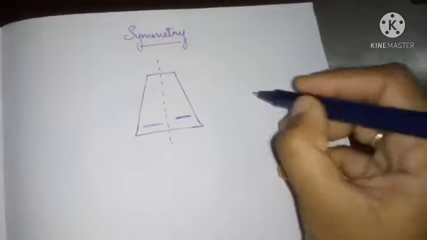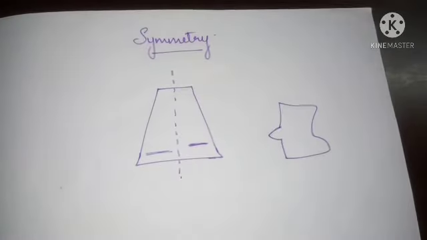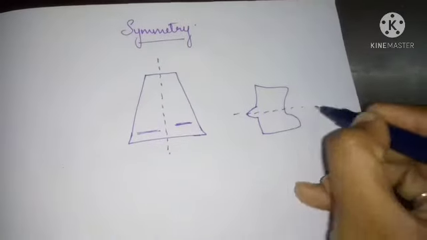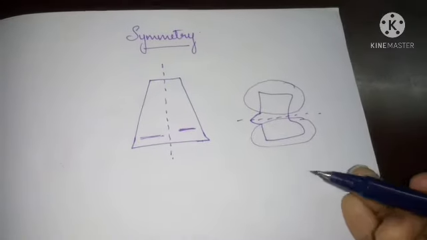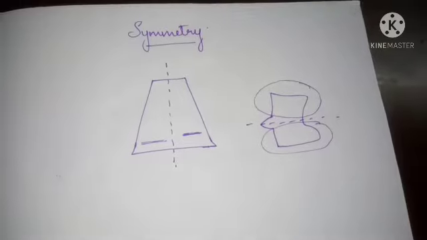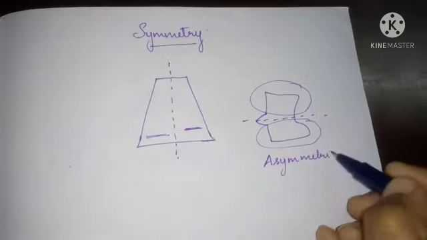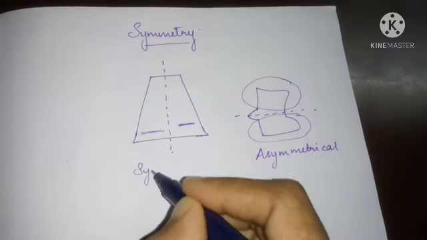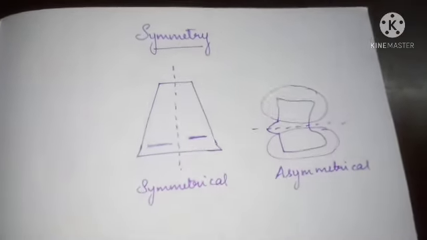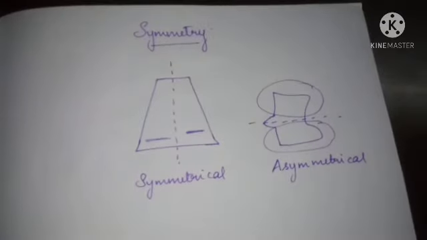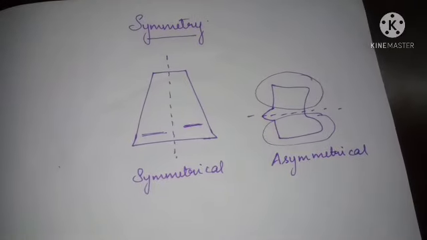Some objects will be irregular. If this is one diagram, and you draw one line in between, whether this part of the figure and another part of the figure look the same, whether they look like a mirror image, no. At that time we say that object is asymmetrical. This is symmetrical, that is asymmetrical. So you should accurately check whether the given diagram or given object or given buildings are symmetrical or not.